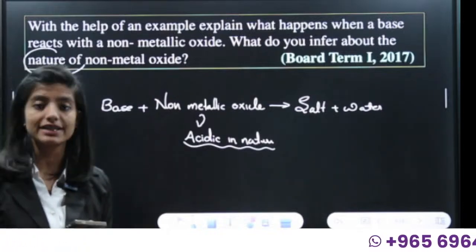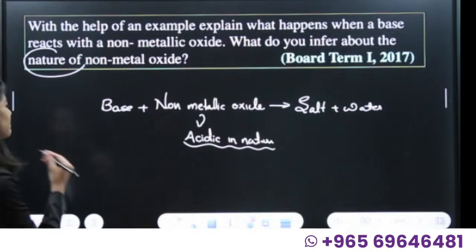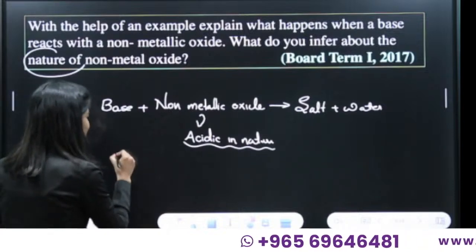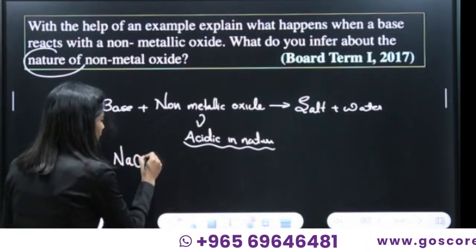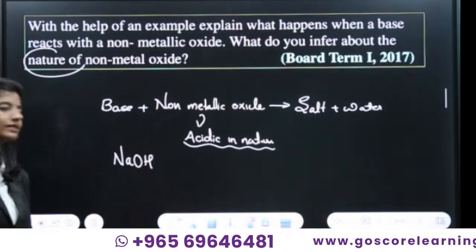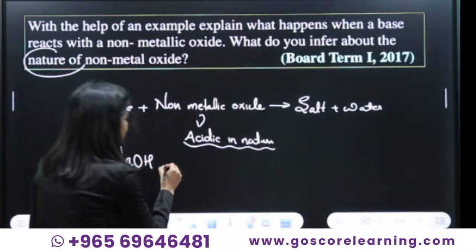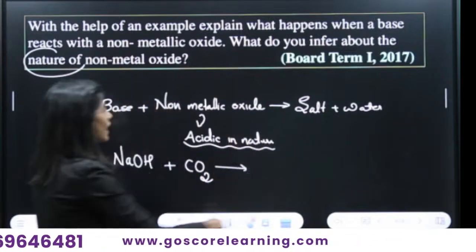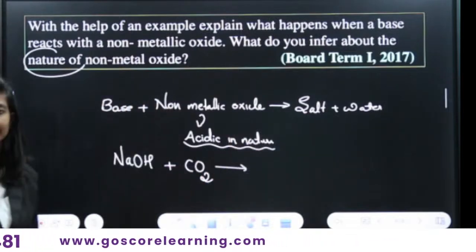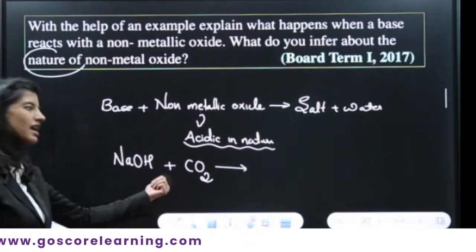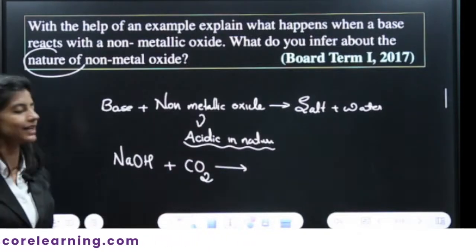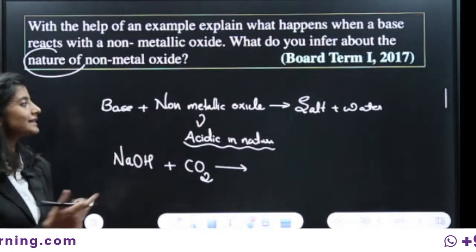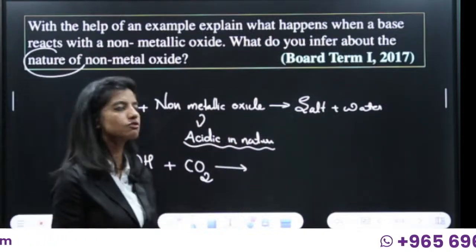Time to get into the example. We'll take the most common base, NaOH, and for the non-metal oxide, let it be carbon dioxide. Carbon dioxide is a non-metallic oxide, correct? It's a non-metallic oxide where carbon is a non-metal. So the non-metallic oxide reacts with a base. As I have already informed, the product will be salt and water.